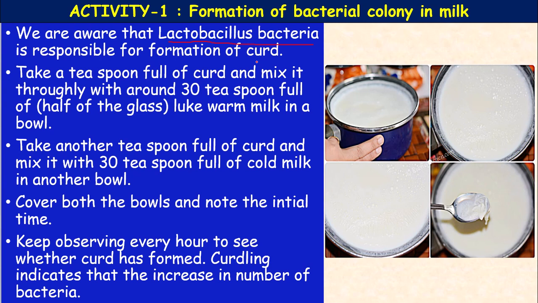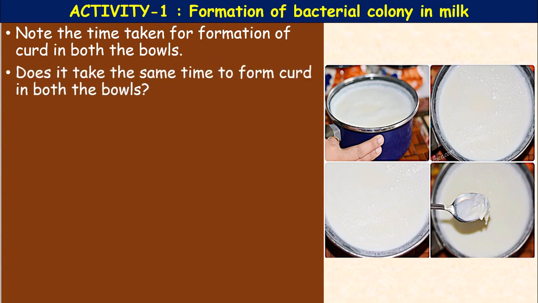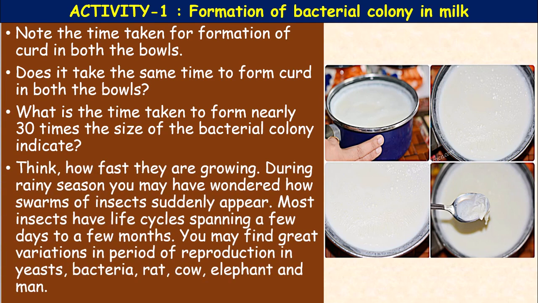The curd is formed. Finally, the formation of curd will be determined in both. Does it take the same time to form curd in both the bowls? No. The bowl with the lukewarm milk will form the curd faster than the bowl with cold milk. So what does the nearly 30 times increase in the size of the bacterial colony indicate? Think how fast they are growing.